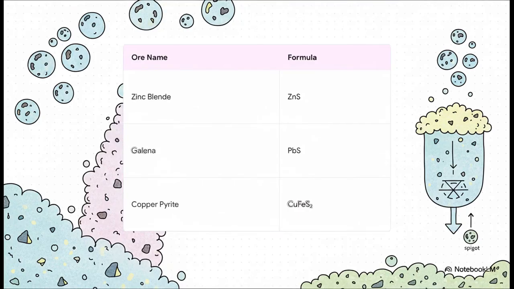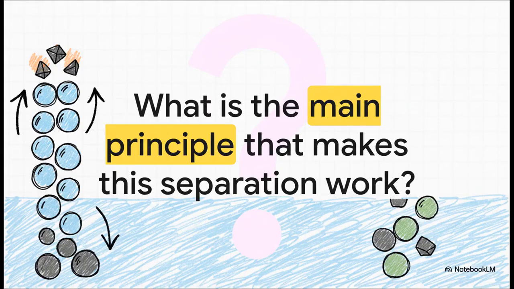First up, let's meet the usual suspects. This whole process is the go-to VIP treatment for sulfide ores. You're going to see it all the time for things like zinc blende, galena, and copper pyrite. These are the all-stars of froth flotation. Okay, ready? First question. What is that fundamental principle, the main idea that makes this whole separation even work?